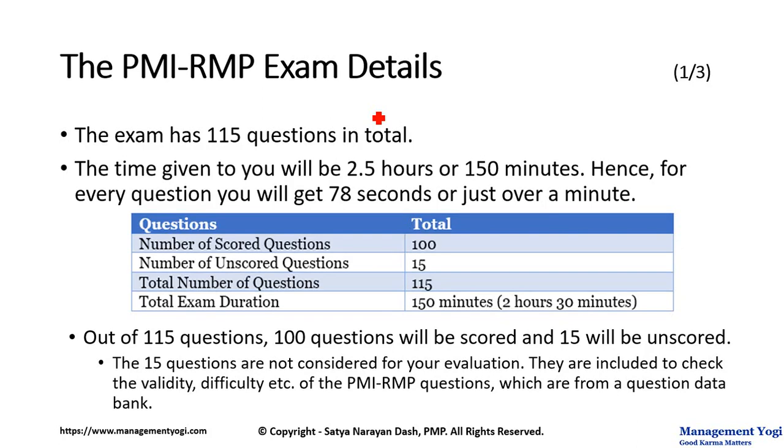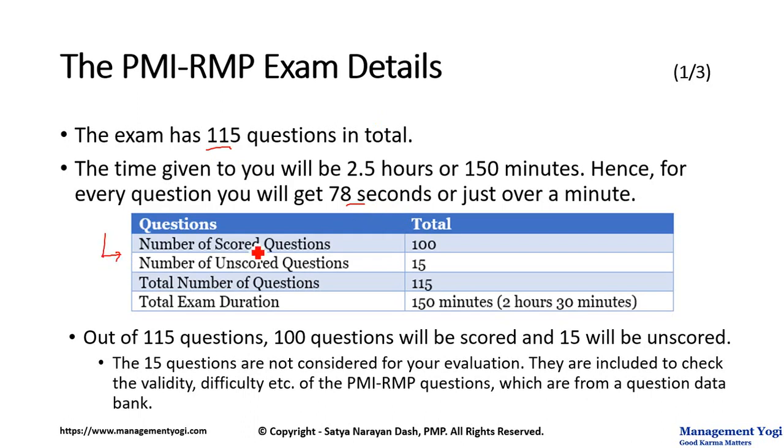The PMI RMP exam details. The RMP exam will have 115 questions in total. The time given to you will be 2.5 hours or 150 minutes. Hence, for every question, you will get 78 seconds, or just over a minute. This is depicted in the table below.